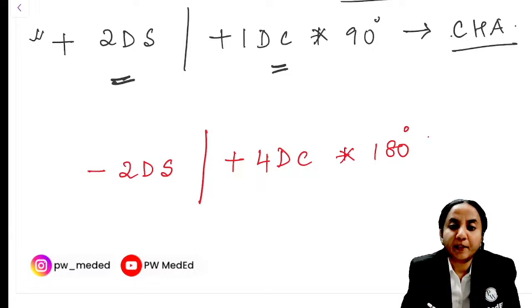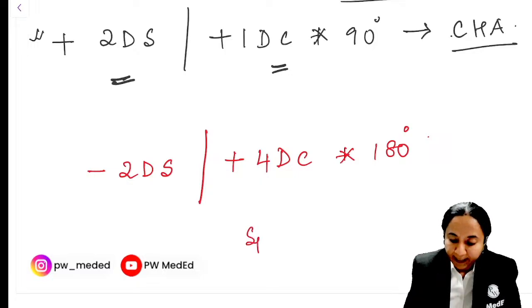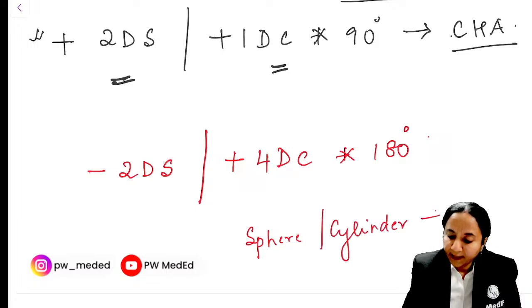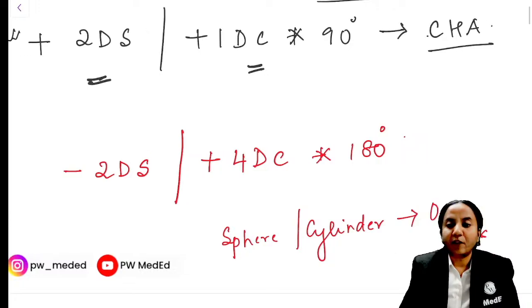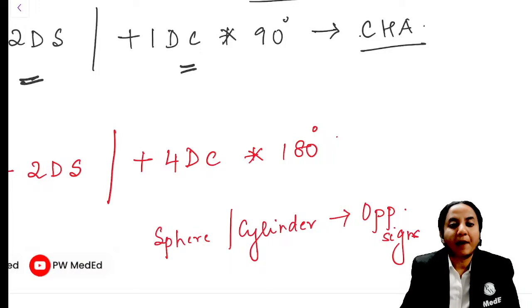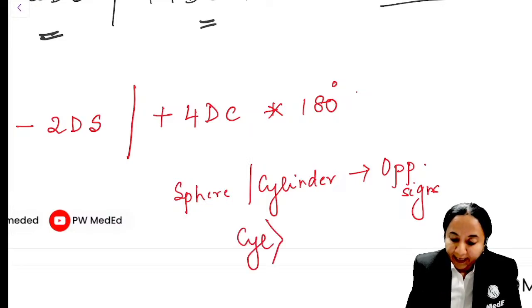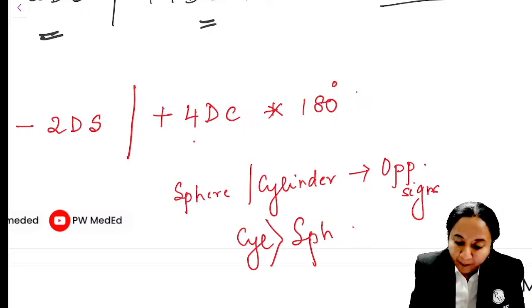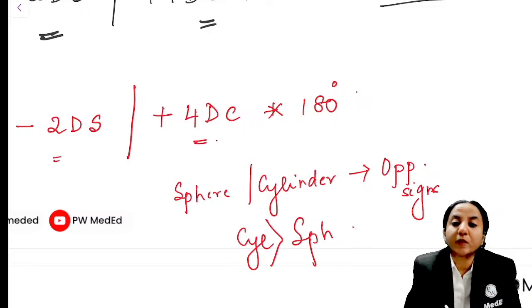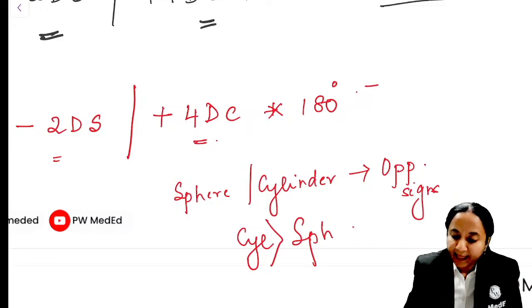Now, what do we see in this prescription? Here you see that the sphere and the cylinder are of opposite signs. That is, a minus sphere is with a plus cylinder, or you can have the opposite also, a plus sphere with a minus cylinder. When you have this and the absolute value of the cylinder is greater than the sphere, then this is called mixed astigmatism.